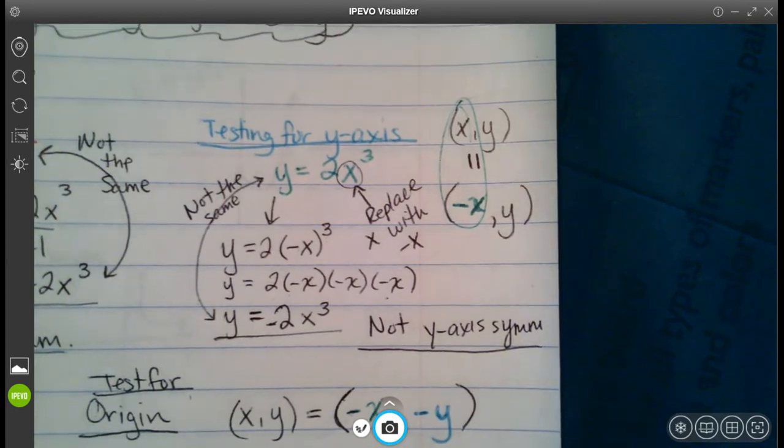Okay, so hopefully it's origin symmetry. And if it isn't, well, that's okay because believe it or not, there are more functions that have no symmetry at all. Okay, but let's see.